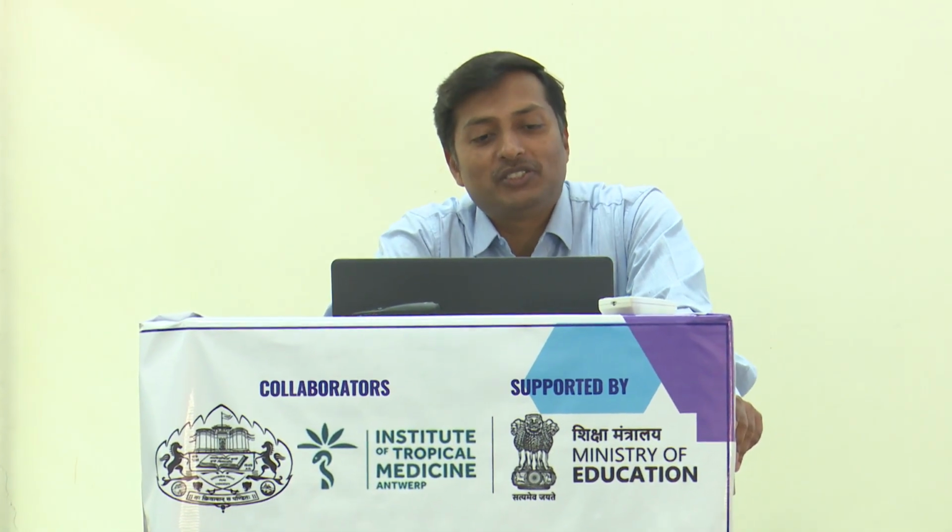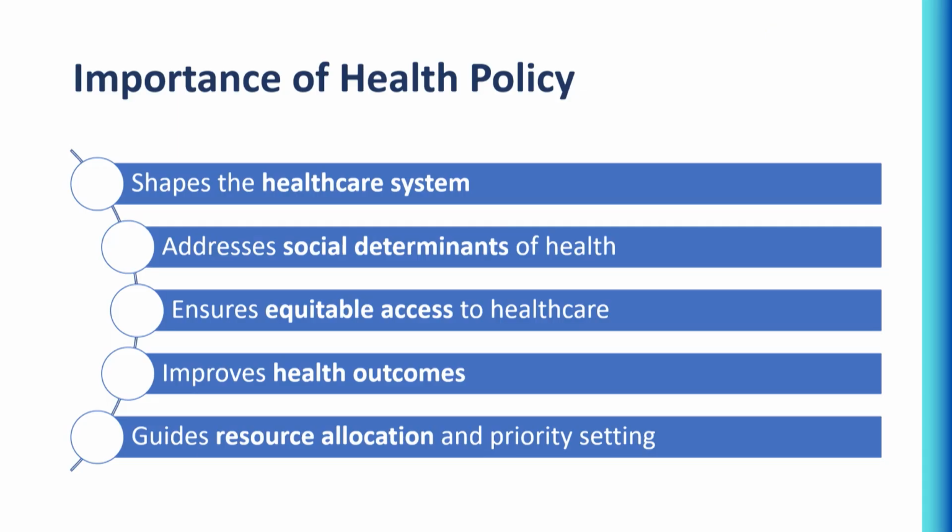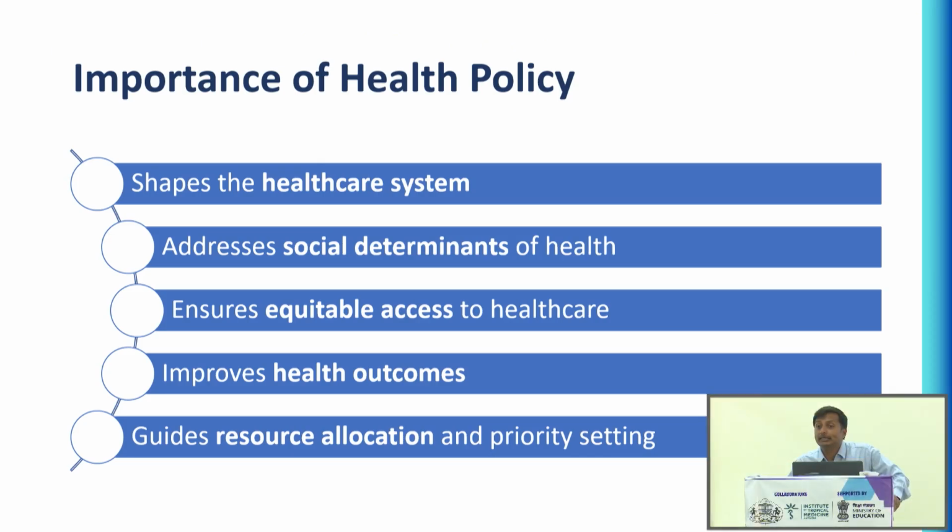Okay, so importance of health policy. It shapes the healthcare system. Do we agree with this? We have been looking into the health system, different aspects of the health system. We are drawing our conceptual frameworks. But we need a policy that could strengthen or shape our healthcare system. It addresses social determinants of health. Does it? Yeah? Ayushman Bharat will help to address the social determinants of health. It ensures equitable access to healthcare, improves health outcomes, and guides resource allocation and priority setting.